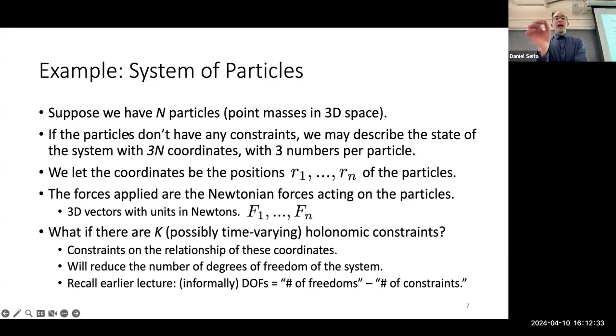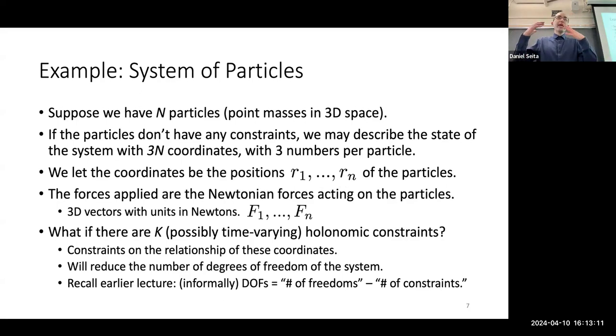If the particles don't have any constraint, then we can uniquely describe the state of the system with 3 times n coordinates. So 3 numbers per particle, right? You have the position of particle 1, particle 2, and so on. The most straightforward way of describing the coordinates would be with all the positions of the particles, so R1 all the way to Rn.